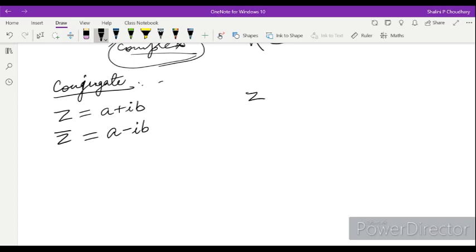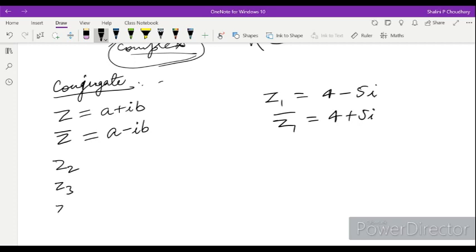Okay, if Z1 is given as 4 minus 5i, then what will Z1 bar be? Only the sign of the number with i has to change. So 4 plus 5i. This is the way we have to do it. So for example, we have taken Z1, so now Z2, Z3, Z4, Z5. Let's see some values and how they work: 3 plus 4i, minus 2 plus 7i, 5i, and Z5 we take as 3.